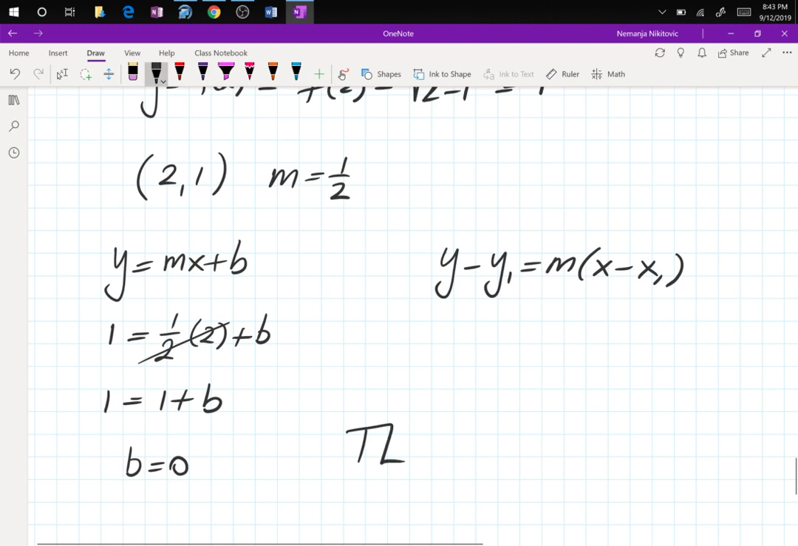Tangent line is y equals 1/2 x plus 0. That's the tangent line for this function at 2.